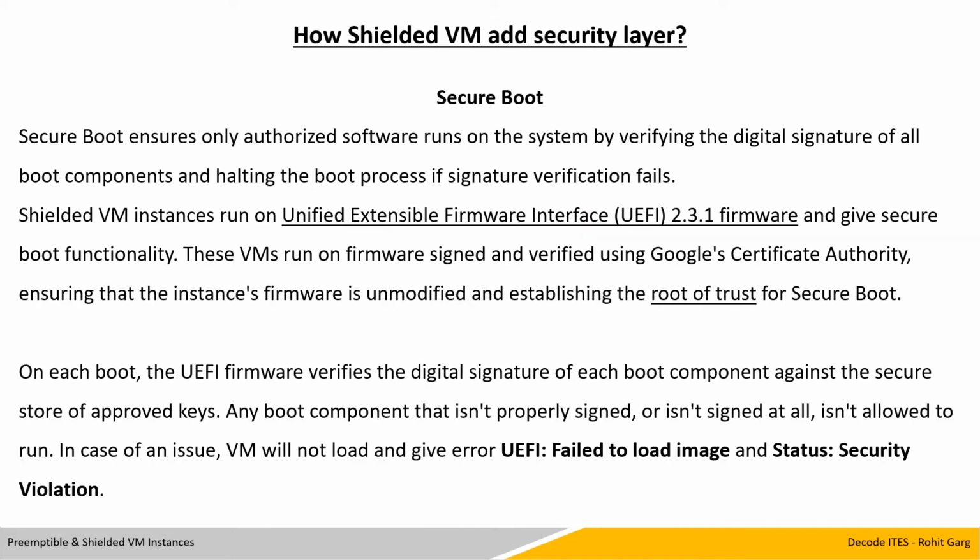Let's start with Secure Boot. What exactly is Secure Boot and how does it work? Secure Boot ensures only authorized software runs on the system by verifying the digital signature of all the boot components and halting the boot process if signature verification fails. A Shielded VM instance runs on Unified Extensible Firmware Interface UEFI 2.3.1 firmware and gives you secure boot functionality. These VMs run on firmware signed and verified by Google Certificate Authority, ensuring that the instance firmware is unmodified and establishing the root of security for secure boot.